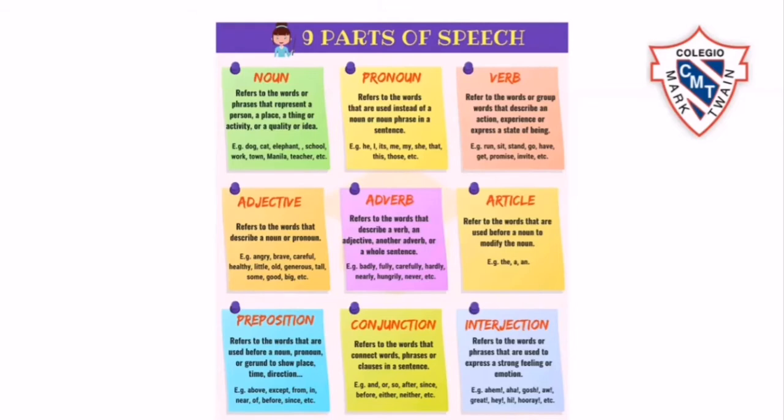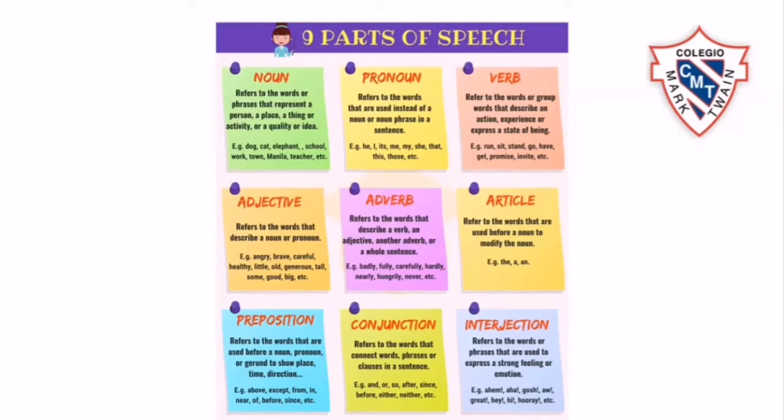Pronoun. It refers to the words that are used instead of a noun or noun phrase in a sentence. For example, he, I, its, me, my, and so on. Verb. It refers to the words or group of words that describe an action, experience, or express a state of being, like run, dance, sit, go, have.